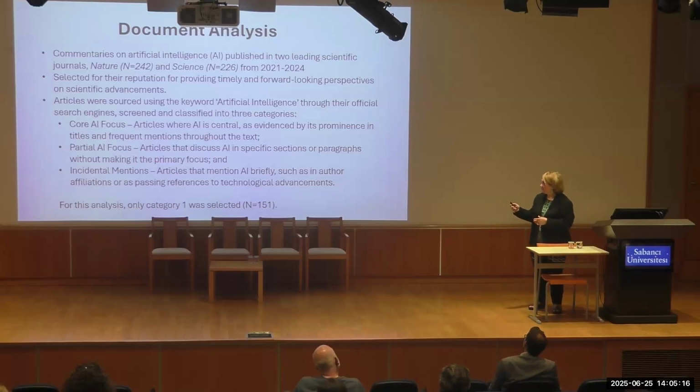So we've only focused on the first category, where there was a very explicit and important central issue about AI in the article, and that ended up being about 151 articles out of about 400-something articles. So that was our sample for the document analysis.